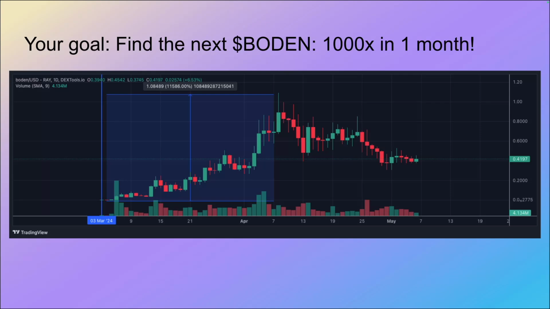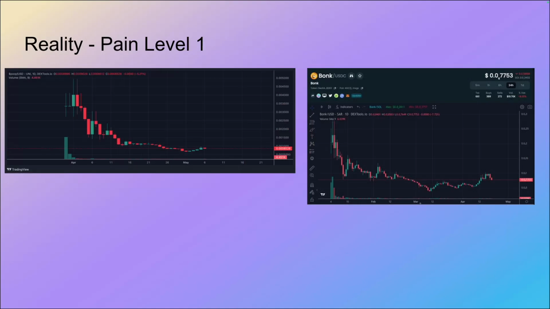So you want to trade meme coins. You've heard stories of people making a lot of money from meme coins. Boden recently did 1000x in 1 month, meaning that putting in $1,000 would make you a millionaire in a month. So you start your journey, and in reality, what happens is something like this: you buy a meme coin, you think you're early, and then it goes to zero.